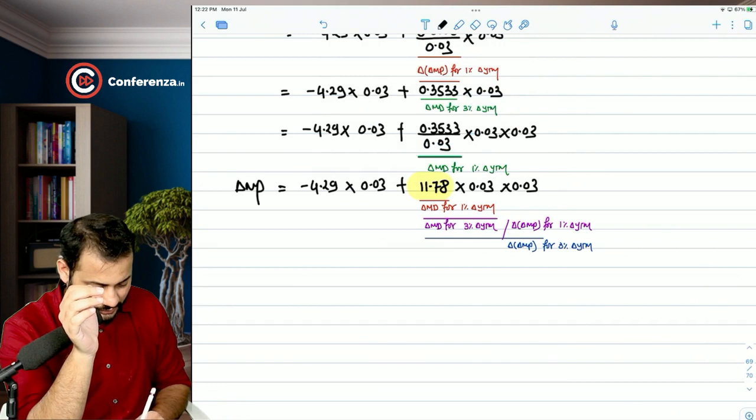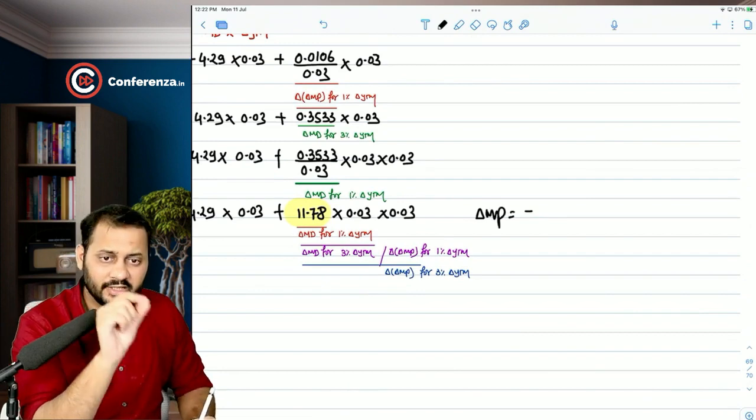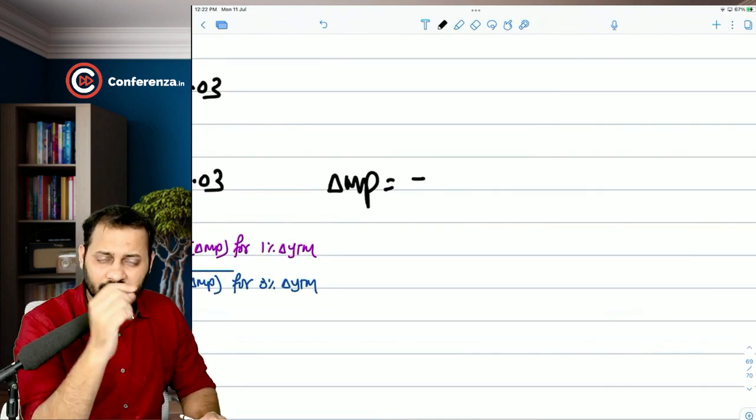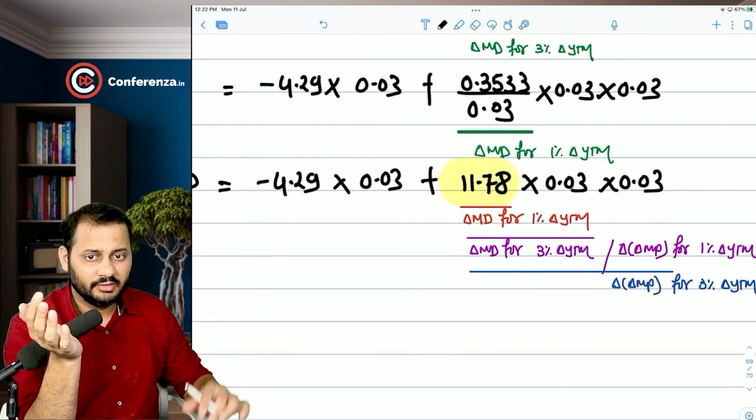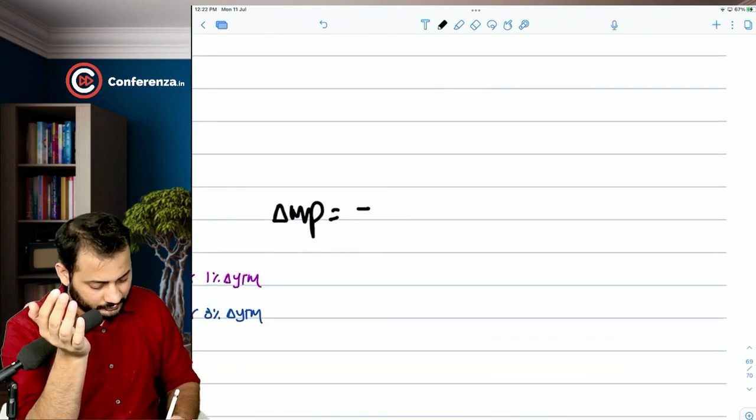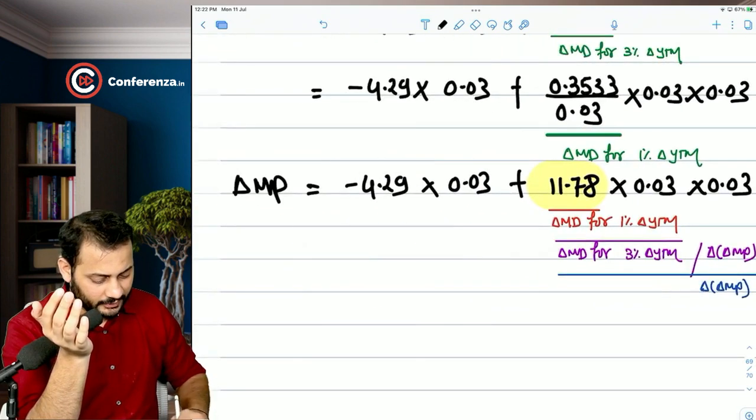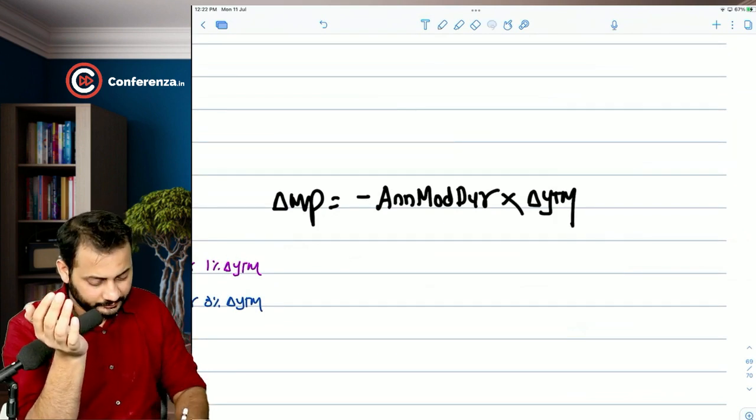And what should be the formula? See, I will write it here. Change in market price is equal to, it will start with a negative sign because YTM is inversely related to market price. Then 4.29 means modified duration. This is also called the annual modified duration. Then multiplied by 0.03, which means the change in YTM. What was 0.03? It was the change in YTM. This much is done.